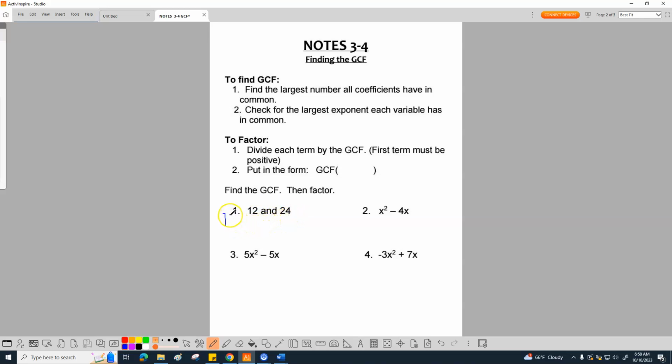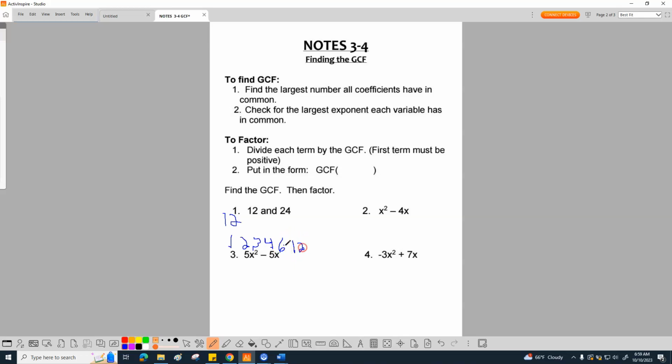So for instance, 12 and 24, the answer is 12. And how do I know that? Because 12 goes into 12 one time and 12 goes into 24 two times. The other factors include 1 and 2. I'll list them all out basically. You get 1, 2, 3, 4, not 5, but yes to 6, 7, 8, 9, 10, 11, 12.